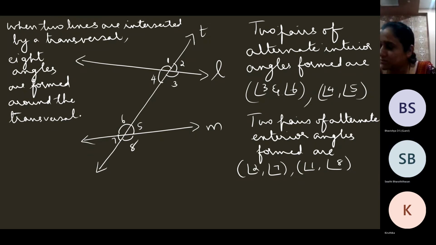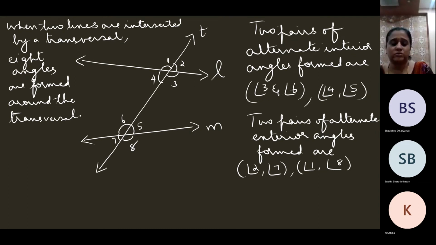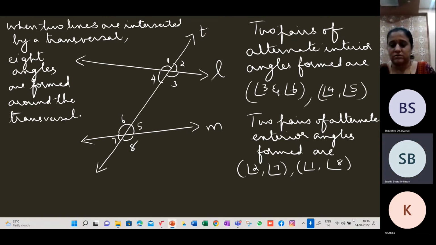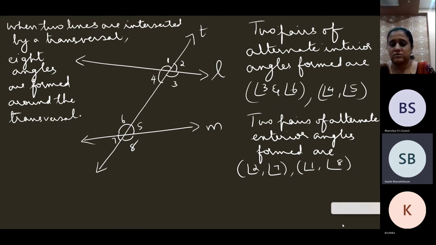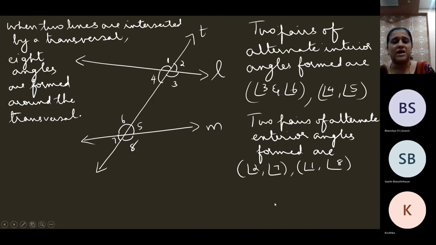Ma'am, they all are exterior angles, ma'am, and none of them is not true. No, your voice is very low. I can't hear you. Ma'am, angle 2 and 7 and angle 1 and 8 are alternate exterior angles only, ma'am. So it's correct? Both of them? Yes, ma'am, both the answers are correct. Angle 2 and angle 7, they are both exterior angles and they lie on either side of the transversal. So they form a pair of alternate exterior angles. And similarly, angle 1 and angle 8.